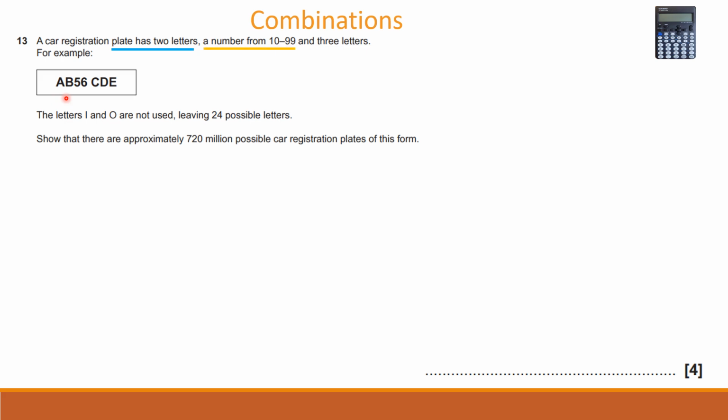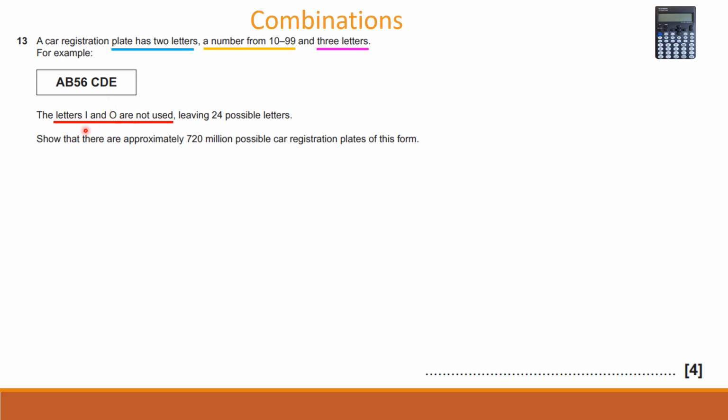Then you're told you've got a number from 10 to 99. So these are the next 2 digits. And then it's followed by 3 letters. So here, C, D, E, these are the last 3 letters. And this is how any number plate on a car is made up.